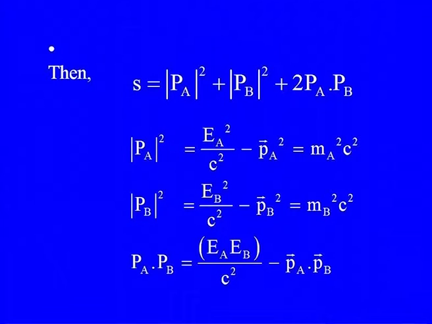Similarly, you can find PB squared, that's the norm of the 4 vector for particle B, and then you can also find the 4 vector dot product of PA and PB. That's nothing but the product of the energies minus the 3 vector dot product of PA and PB. That's a bit of algebra.